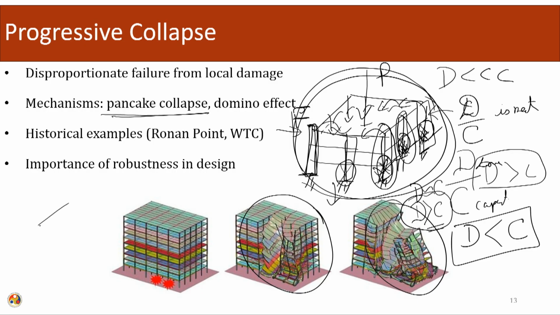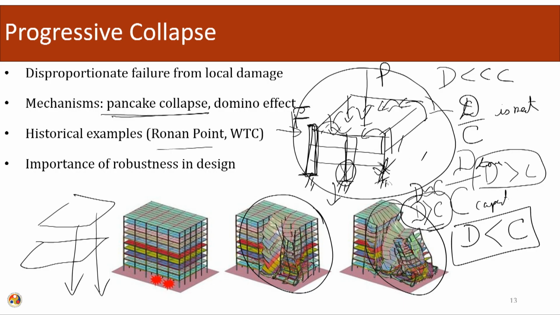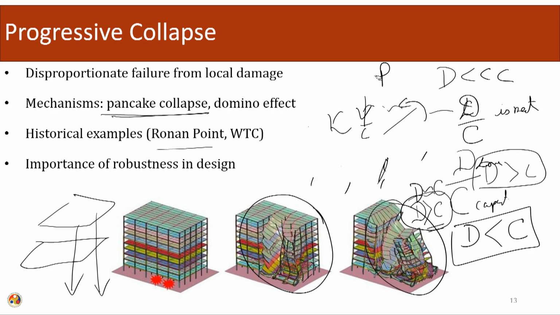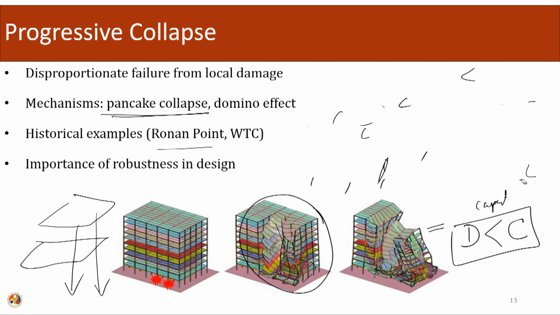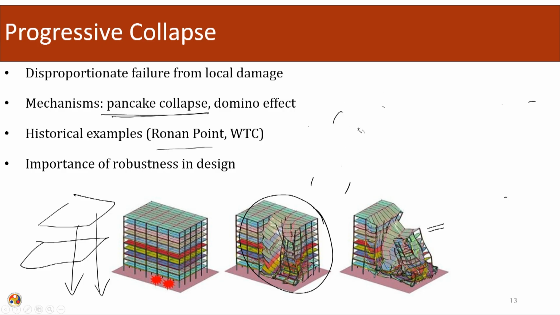Pancake collapse means that this will collapse like a pancake. From top to bottom it will collapse like this. Or there is the domino type of collapse, where it will collapse in some given pattern. So, some of the historical examples are the Ronan Point collapse, or the most well known collapse, the WTC collapse, which happened during the 9/11 attack. In the 9/11 attack the whole thing collapsed like a pancake.